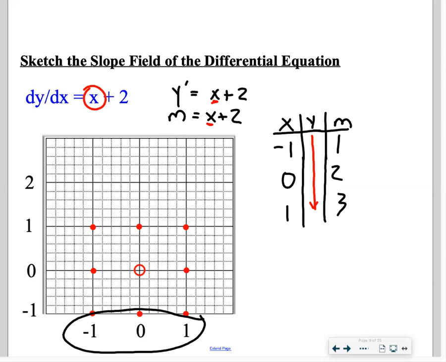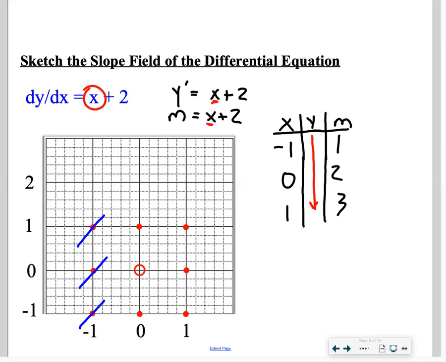Okay, now you end up kind of estimating these slopes, but as a general rule of thumb, if a slope is 1, make it like 45 degrees, and then you can base everything off that. If it's less than 1, you flatten it out. If it's more than 1, you steepen it up. So I'm going to start at -1 and say my slope is 1. So let's make like a 45-degree slope at -1. And wherever my x is -1, I'm going to make that 45-degree slope right there.